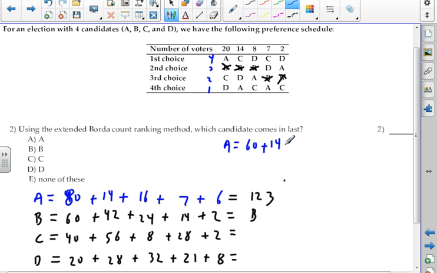14. 16. 7. And 4. B1, so we don't care. C has 40. 42. 8. 21.